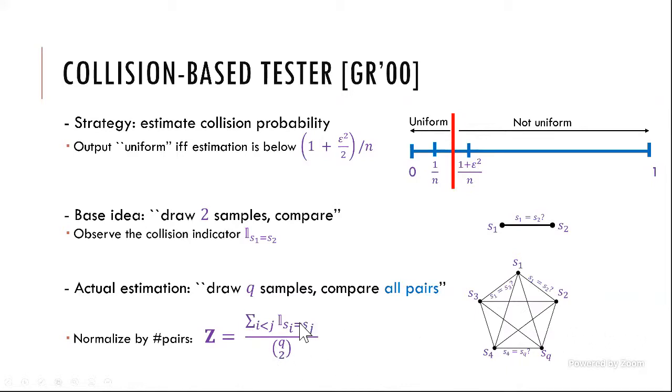Let me just say that these indicators are not independent, and this is the reason why the original analysis wasn't optimal. So this is a bit tricky. The dependencies create some problems.